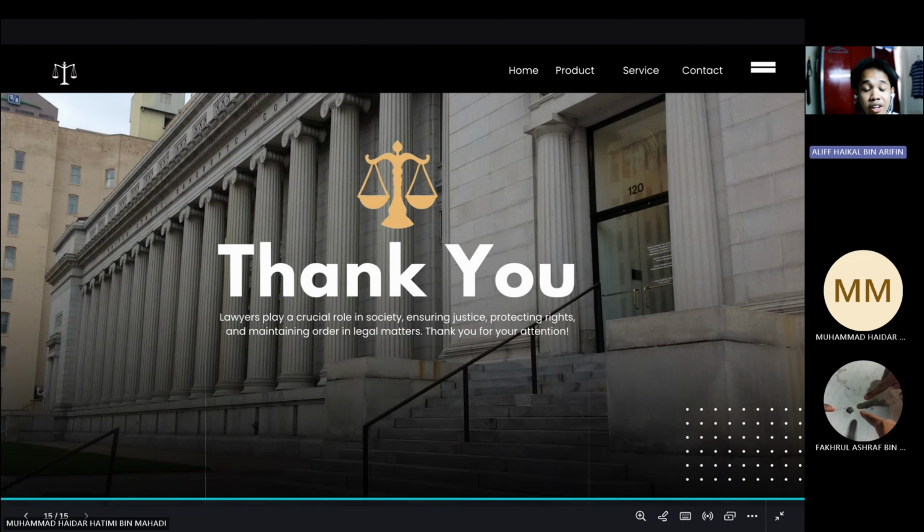In conclusion, from the local Magistrate Court to the ultimate constitutional rulings of the Federal Court, this structured roadmap ensures every legal issue in Malaysia has a clear destination, a fair hearing, and a proper path to justice.